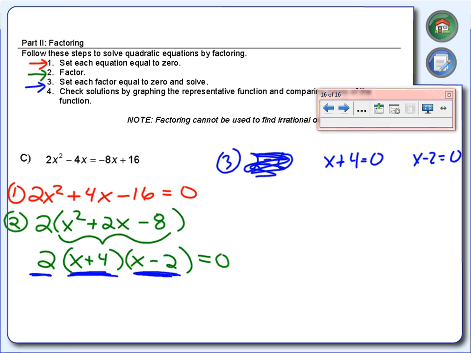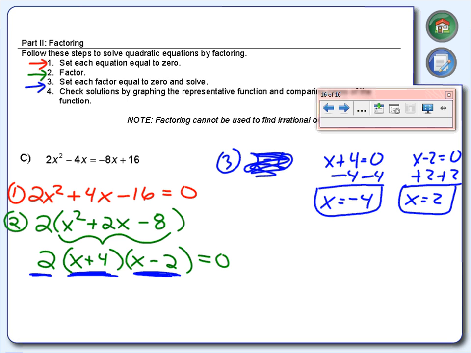So let's solve for the x. We'll subtract 4. So 0 minus 4 is a negative 4. That's one of your solutions. Come over here and add 2. Positive 2 would be our other solution. What's another name for the solution? The roots. That's a lot of work. There's a lot of places that we can mess up there. I want to double check my work here.